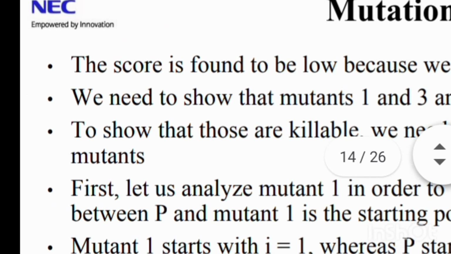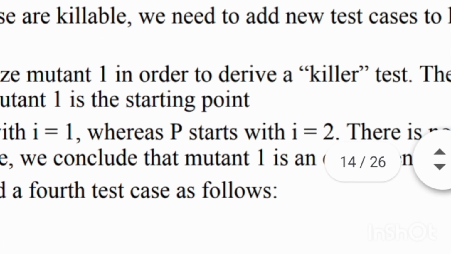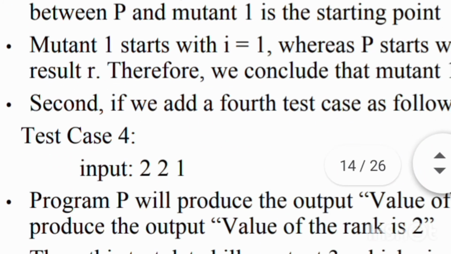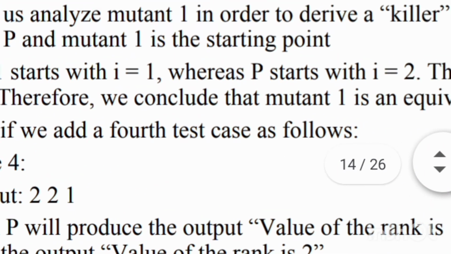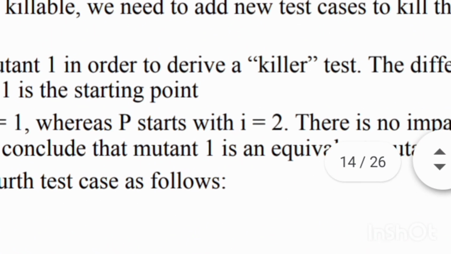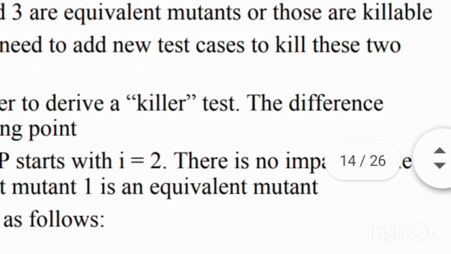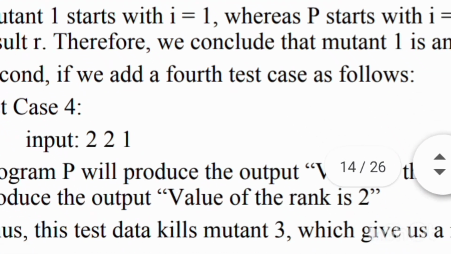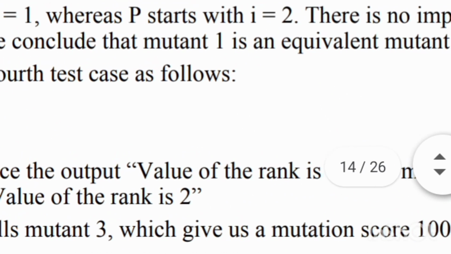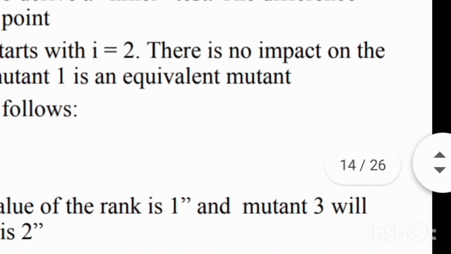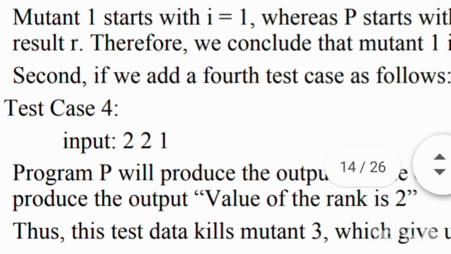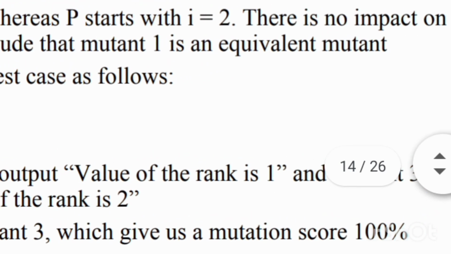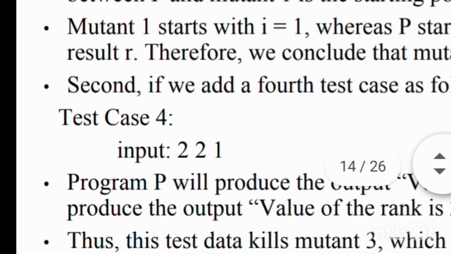In mutation testing, the score is found to be low because we assume mutants 1 and 3 are non-equivalent. We need to show whether mutants 1 and 3 are equivalent. Mutants are those that are killable. To show that those are killable, we need to add new test cases to kill these two mutants.